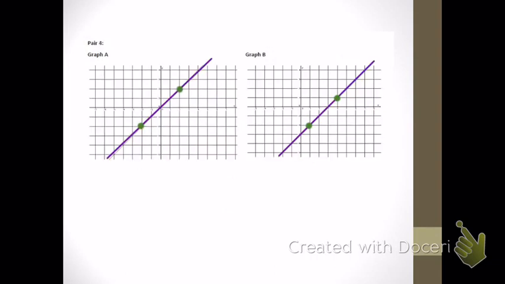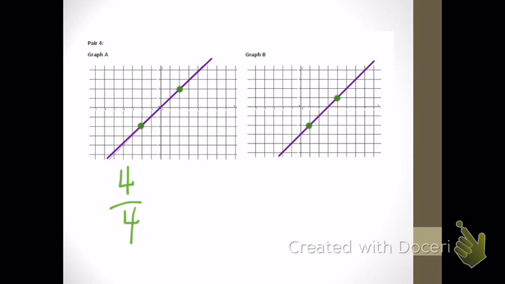Okay, so as I look at pair 4, I look at these two graphs and they look roughly the same, so it's very hard to tell if one might be steeper than the other. And when I go to do the directions for getting from one point to the next, for graph A, it looks like I'm going up 1, 2, 3, 4, and over 1, 2, 3, 4. So that ratio is going to look like up 4 and 4 to the right.